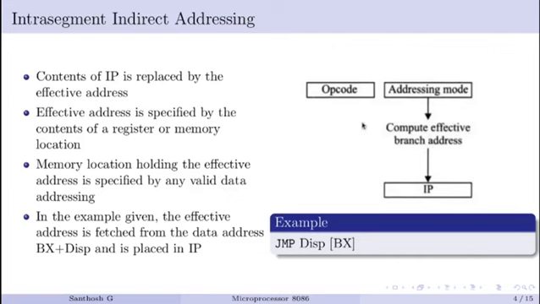Intra-segment indirect addressing. Indirect addressing means the branching address is not specified within the instruction itself, rather it is contained in a memory location or in a register. Now, the memory location holding this effective address can be specified by any valid data addressing. For example, consider this instruction: jump, then displacement and bx. So this is an example of a based addressing scheme in data addressing. Now, the effective address of the branch is given by bx plus displacement, and this value will be placed in the instruction pointer so that the program control can be transferred to that location.